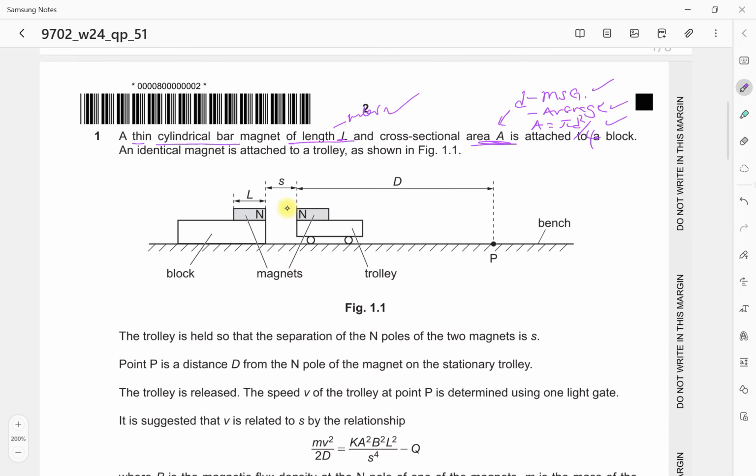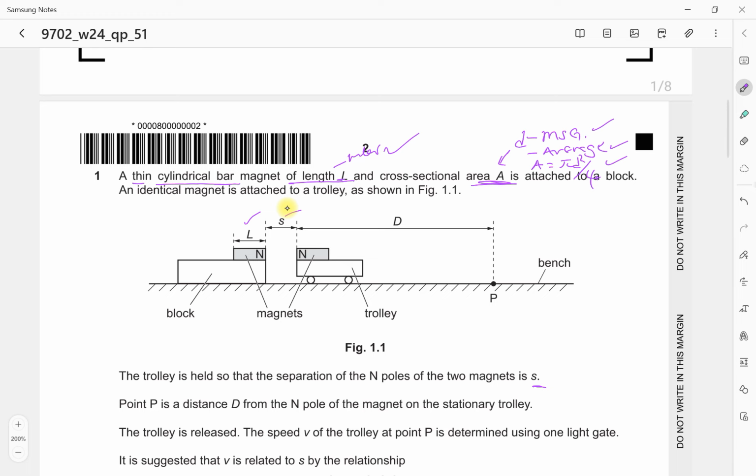Okay, so this is the figure. So I have talked about how to measure L. The trolley is held so that the separation of the north pole of the two magnets is S. So I'll measure S. I may measure S using the inside jaws of a vernier caliper, or I could measure S also using a ruler, but because to produce a good force, S will be very small, I'll measure this using a vernier caliper.